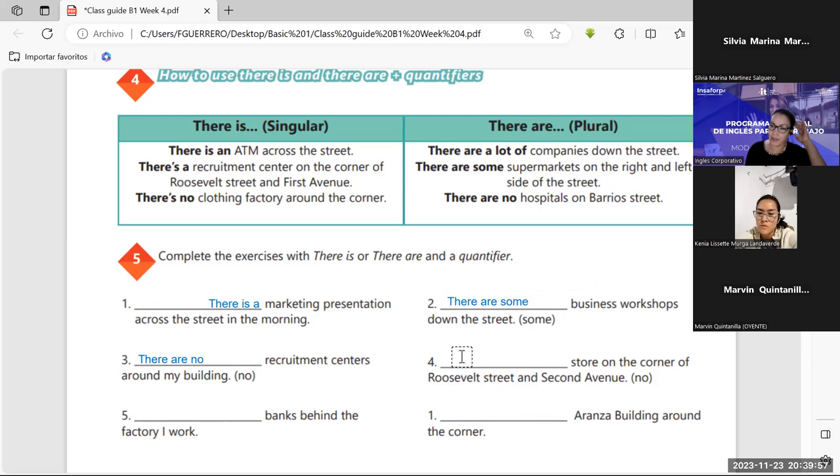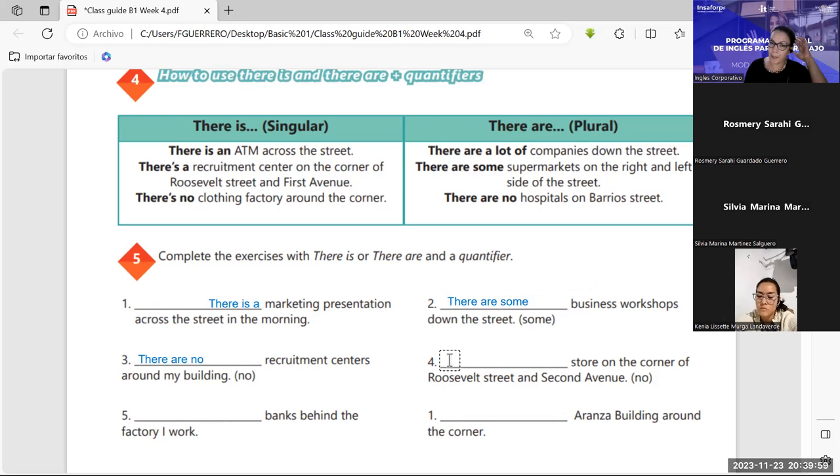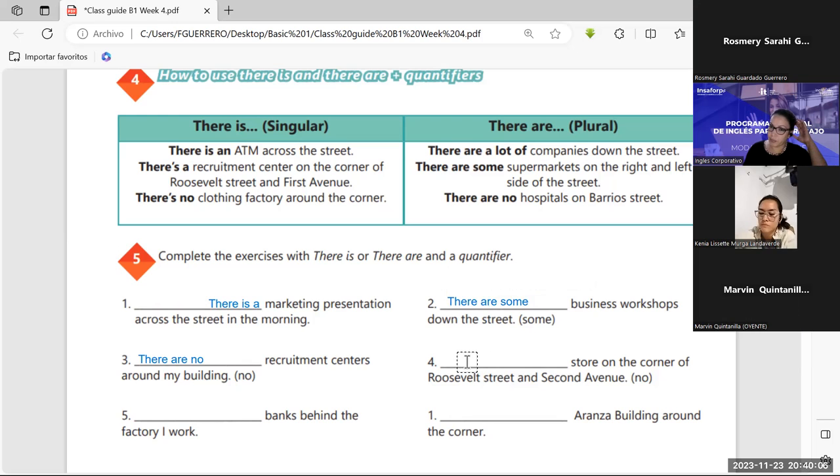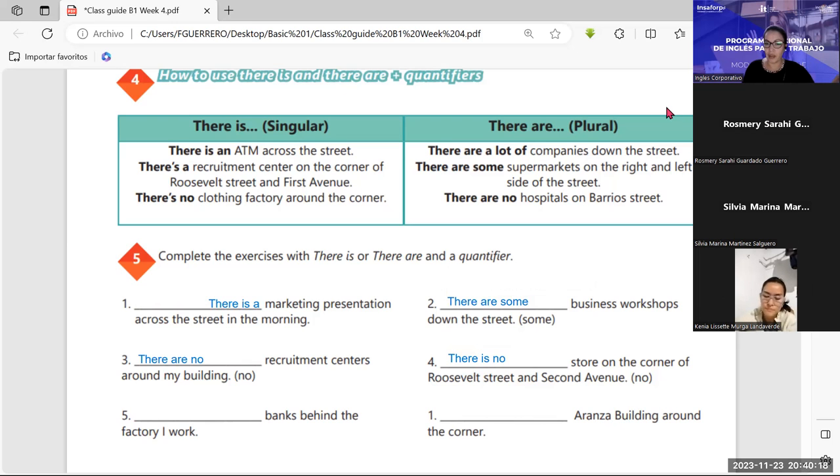Good. Volunteer for number four. Rosemary? There is no store on the corner of Roosevelt Street and 2nd Avenue. Excellent. Very well done. Thank you so much.